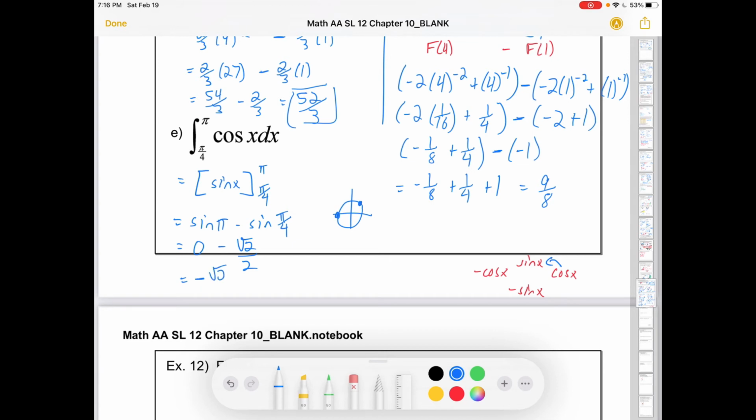Finally, we have an integral that is negative as an answer. So negative root 2 over 2, or you could write it as negative 1 over root 2. Either one's fine. But they're both exact. If you do it in your calculator, you'll probably get an approximation, which is fine too.